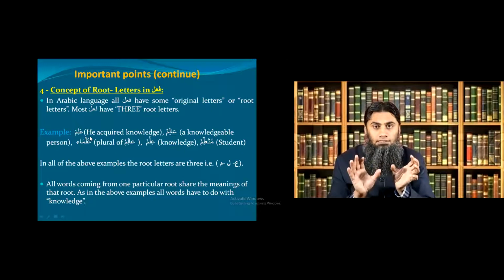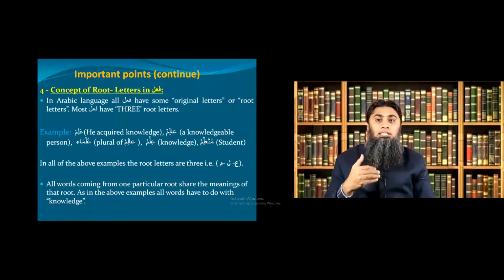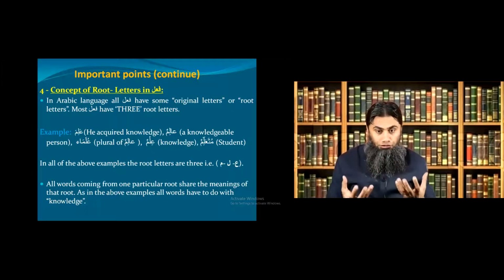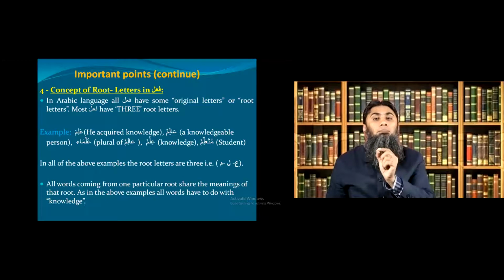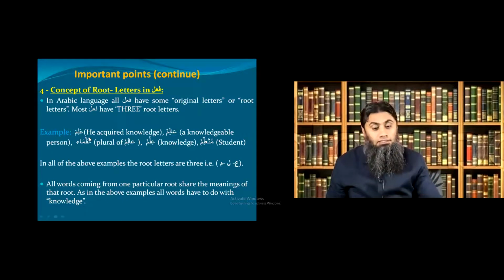These three root letters have the meaning or the connotation of knowledge, which means all the words which come from the root letters of ain, lam, mim will have something to do with knowledge. As you can see in the examples, all of these words coming from the root letters of ain, lam, mim have something to do with knowledge. Why? Because they share this common root.